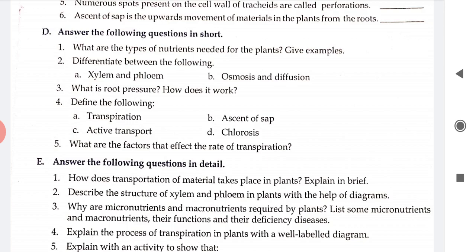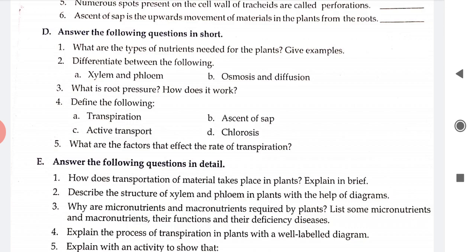Differentiate between the following: xylem and phloem, osmosis and diffusion. You can do that, I already told these things in the previous videos. Now third one is, what is root pressure, how does it work? Yes, you have to do that. You know that you have already studied the pressure exerted by the root, in which the water is transported from root to the tip of the plant. Now next one is, define the following: transpiration, active transport, ascent of sap, chlorosis. Yes, you have to go through all these.